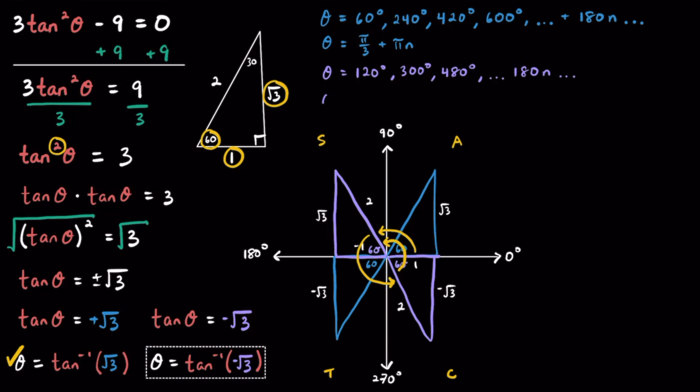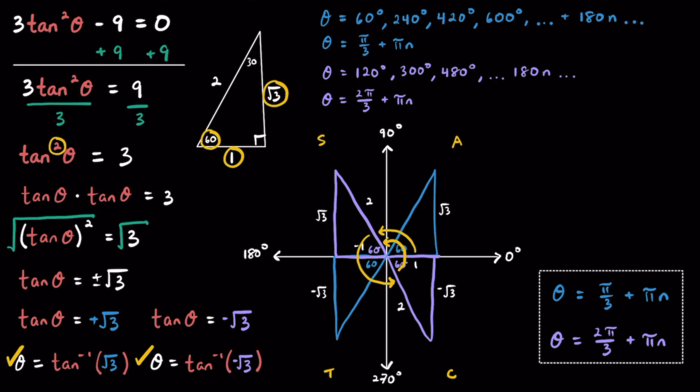I guess the more precise way to say this is theta is equal to, if 60 degrees is pi over 3, then 120 should be 2 pi over 3. It's just double that, right? And then we're going to add pi n, or multiples of 180 degrees. So basically this 120 degrees and then adding 180 onto it over and over again will get you this negative root 3 as the ratio. So there you have it.